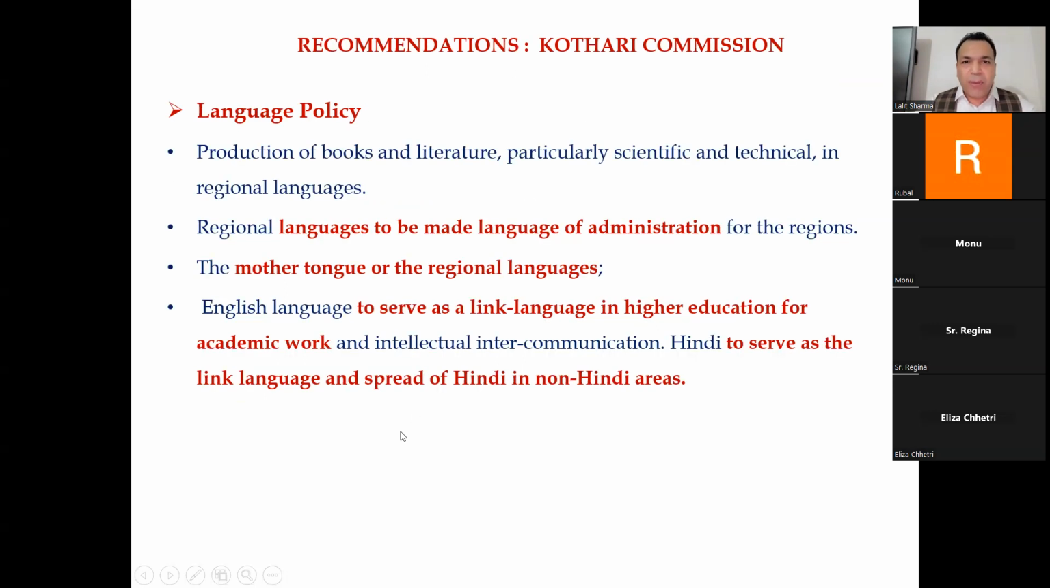Language policy: production of books and literature, particularly scientific and technical, in regional languages. It is only possible that way. When we talk about UP, the medium is Hindi. When we talk about Punjab, our mother tongue is Punjabi. So unless books come in regional languages, how can they progress? Right? So production of books and literature, particularly scientific and technical, in regional languages.